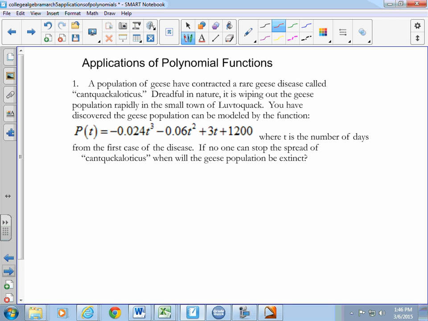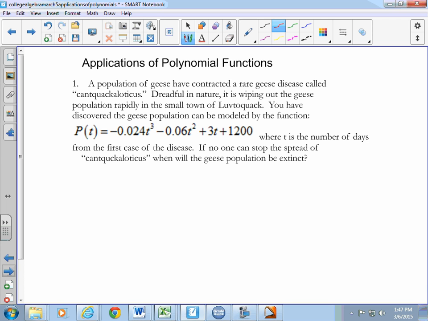So it says, and I didn't write this problem, otherwise I probably would have gotten more cool points, but I can't claim it. In my first class I thought I wrote it because it was goofy, but I didn't. A population of geese has contracted a rare geese disease called quackalauticus. Because I didn't make it up. It is wiping out the geese population rapidly in a small town of Love to Quack.